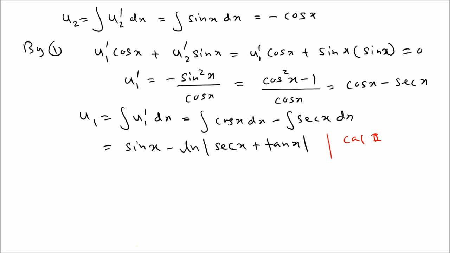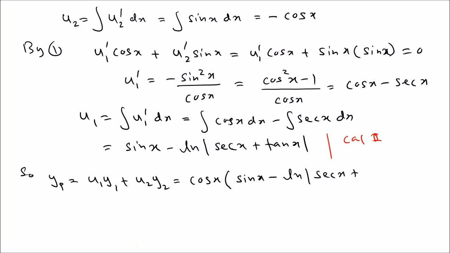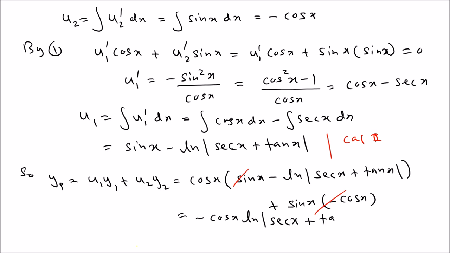So that means we can write the solution now. The yp is simply u1 y1 plus u2 y2, which is equal to cosine x times sine x minus ln of secant x plus tan x, plus u2 y2. U2 means negative cosine, so it is sine x times negative cosine. Now you can see that this and that get cancelled, so you only get the last term. So that means the yp is negative cosine x ln of secant x plus tan x.